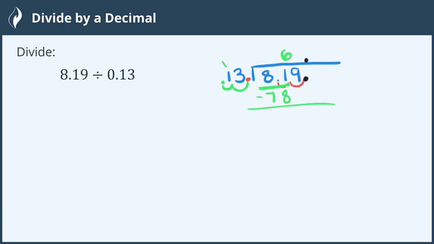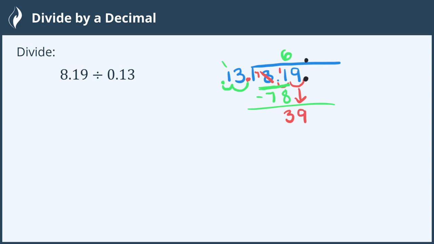And we'll subtract. We'll need to borrow here, or ungroup from the 8, making this a 7, and giving a 10 to the 1, which makes it 11. 11 minus 8 is 3, and 7 minus 7 is 0, so we did pick the right number. Now we'll go ahead and bring down the next one, which is 9.